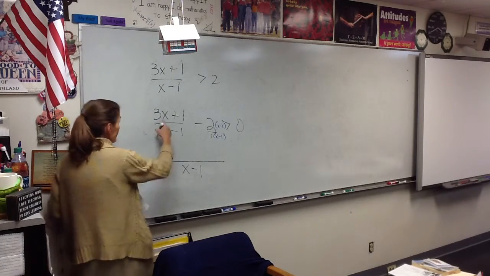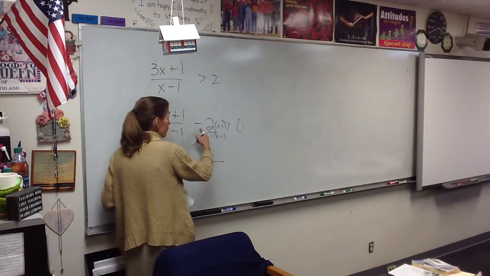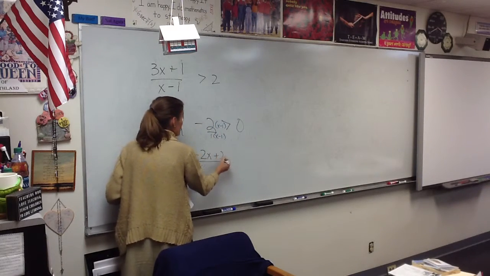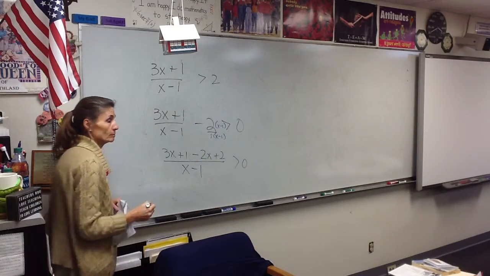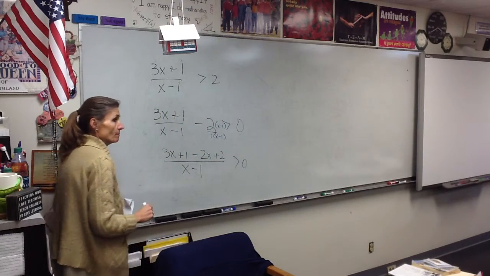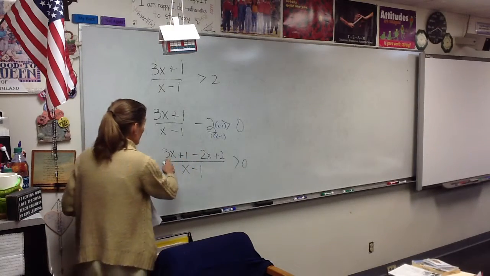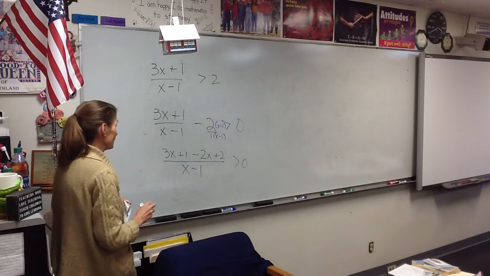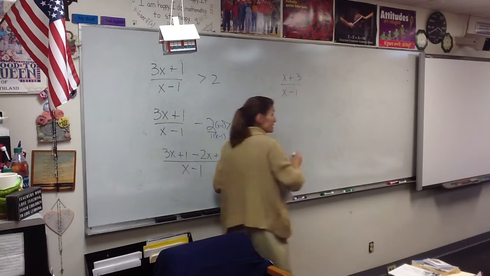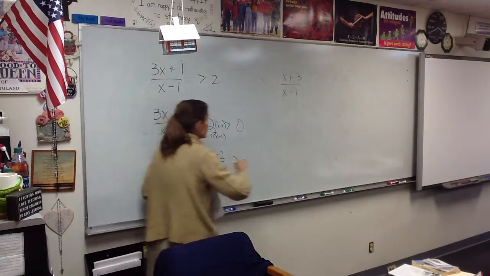What do they have in the numerator? Well, we have a 3x plus 1. And watch it now, careful. Minus 2x plus 2, doing the distributive. So now that cleans up, doesn't it? What does that become? Collect like terms, fix it up. What's it become? x plus 3 over x minus 1, greater than 0.